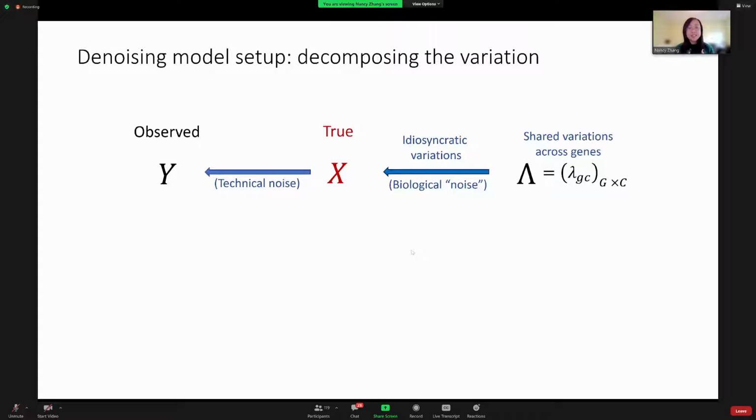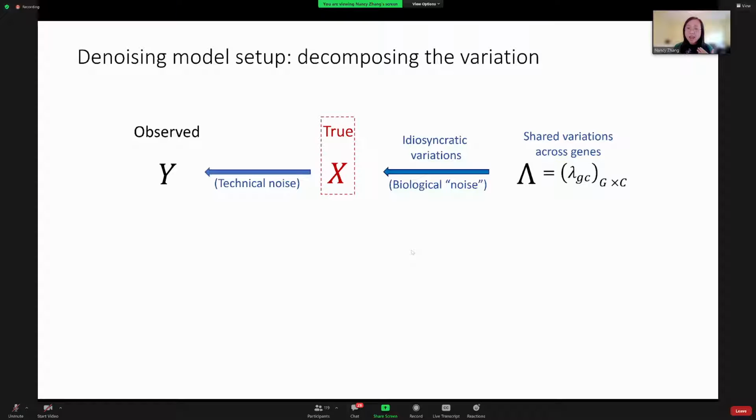Okay, so first let's start with a statistical model, because we're statisticians, we like to think about models. Y is our observed data matrix. You can think about it as a matrix with a row being a cell and a column being a gene. Y is a noisy representation of some hypothetical true expression matrix X, which is the true count of each gene in each cell. And we would like to recover X. That is the goal.